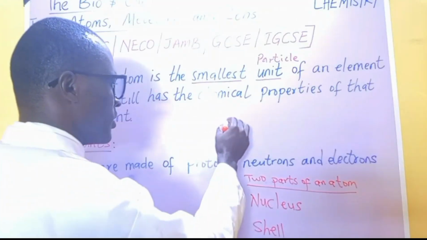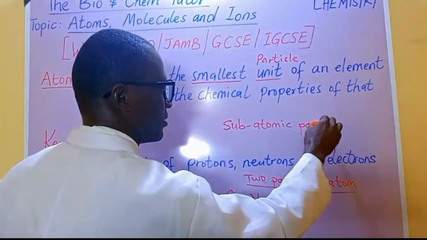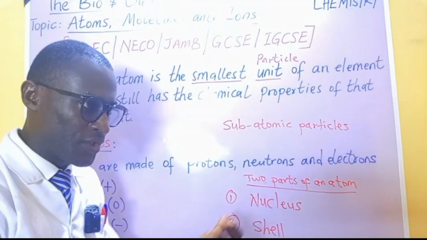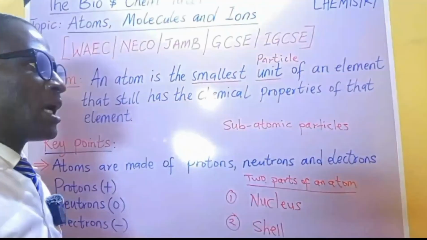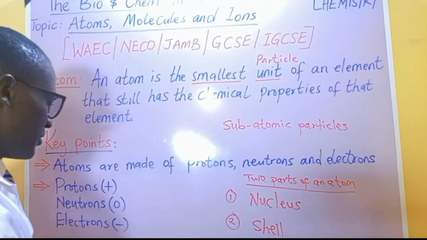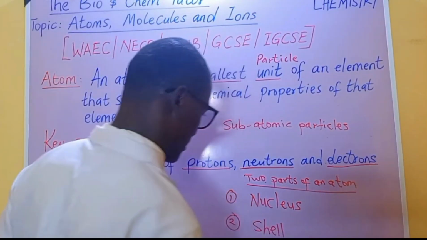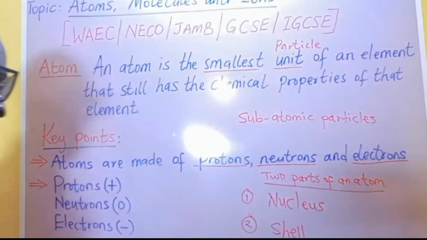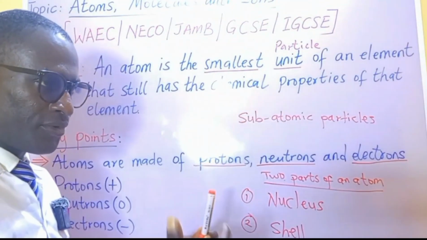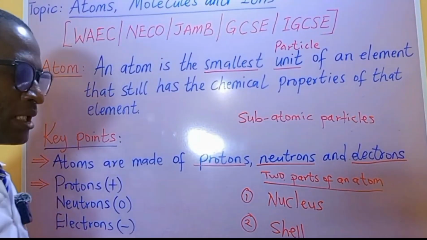Now, there's what we call subatomic particles. When you use the word sub, that's a smaller part. So atoms are made up of three main components. What are the three main components of an atom? One is protons, two is neutrons, and three is electrons. If you break the atom further, you're going to see these subatomic particles: protons, neutrons, and electrons.